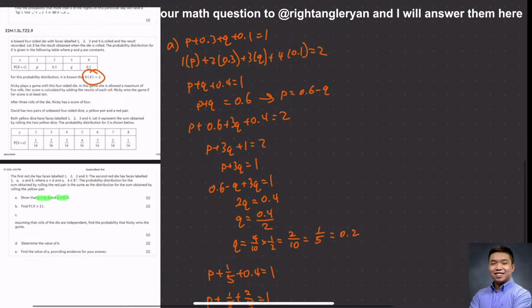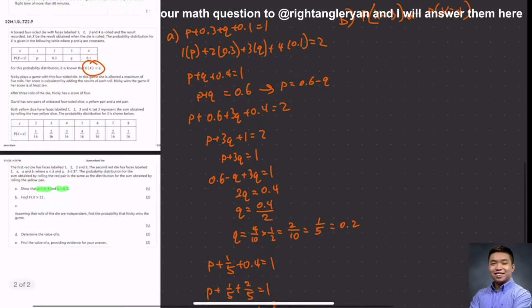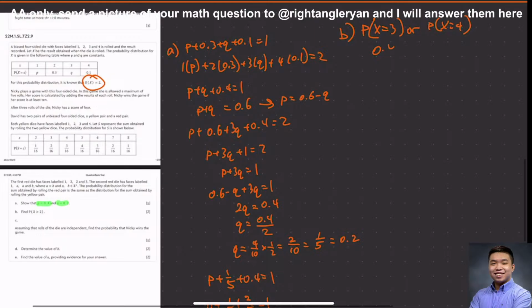Now I want to find the probability that X is bigger than 2. For part B, if I want X bigger than 2, that means probability of X equals 3 or probability of X equals 4, right? So if that's the case, then it's just Q, which is 0.2, so it's just 0.4 plus 0.1. So the probability of X bigger than 2 is 0.5.